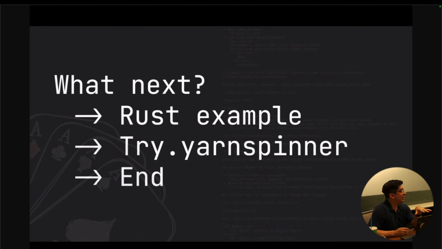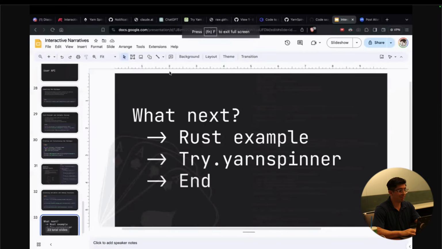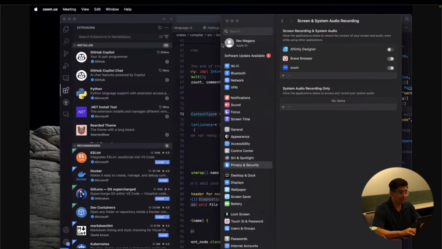Or we can just look at some actual yarn code, from a writer's perspective, and go over that. Or we can do both. I'm fine with that. Both. I'd have the Rust example first. Yeah, okay, let's go for it.